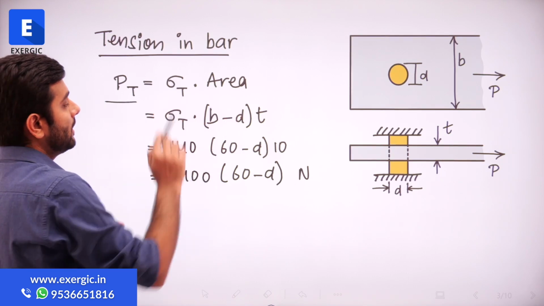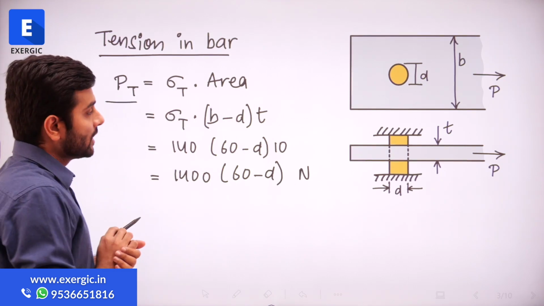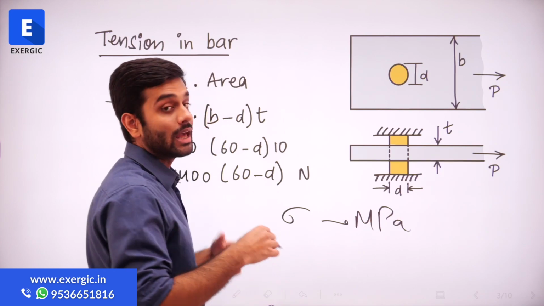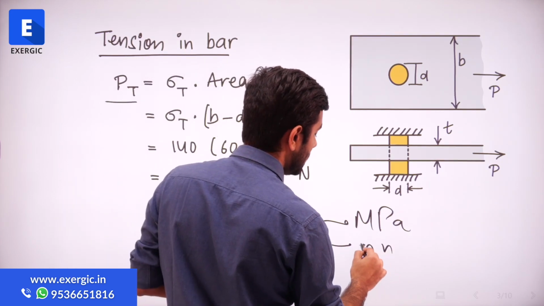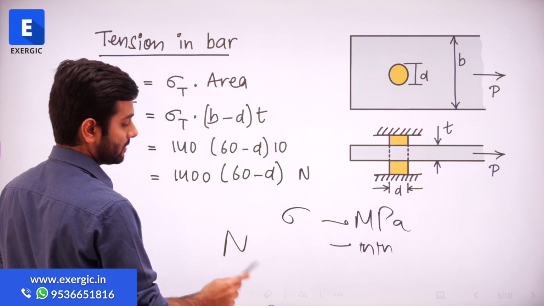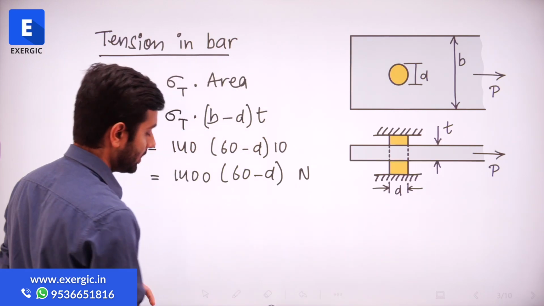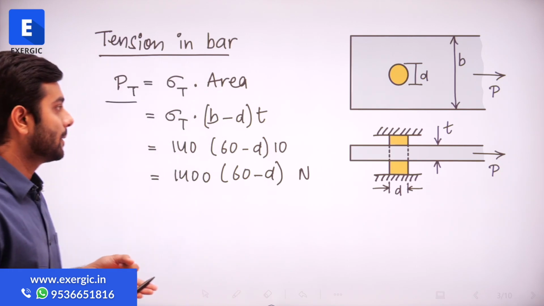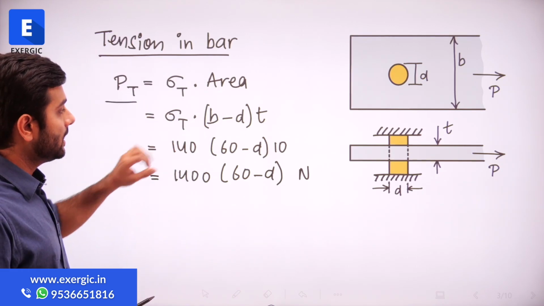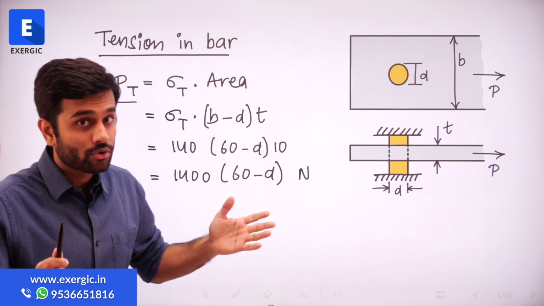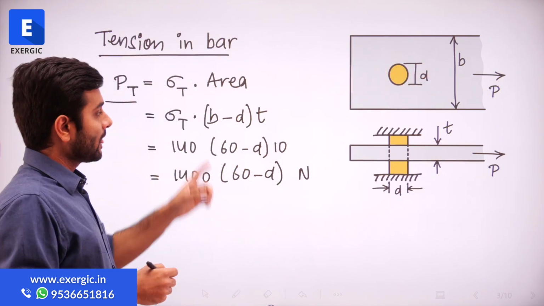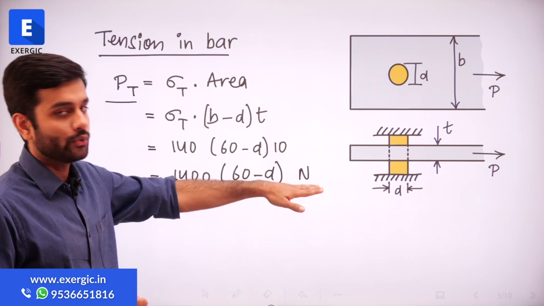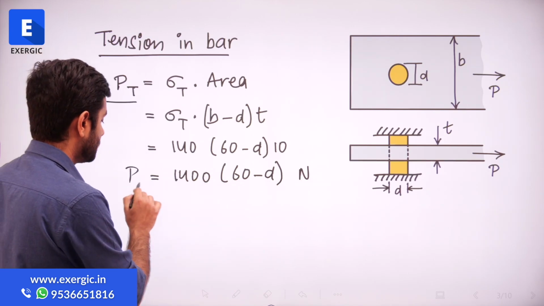So sigma T multiplied by (B minus D), sigma T is in megapascal. If we are keeping the stress in megapascal and the dimensions in mm, then the value of force that we calculate is going to come in Newton, right? A very simple but very useful funda used everywhere in strength of material, theory of machine, fluid mechanics, machine design. D is not known to us, rather we have to find the value of D, multiplied by T, which is 10. So this will become 1400 multiplied by (60 minus D) Newton. Got it? This is the value of PT.